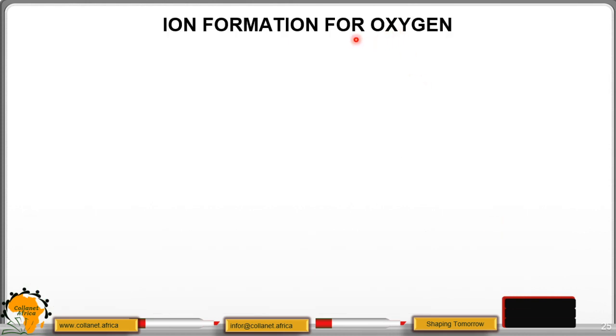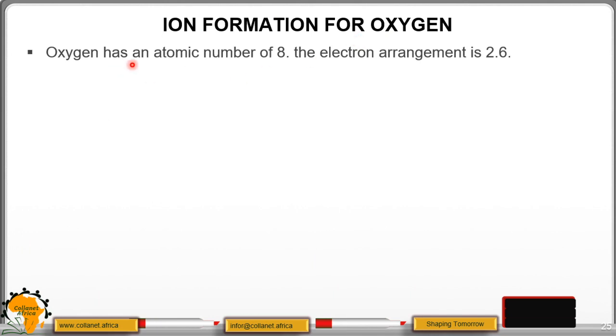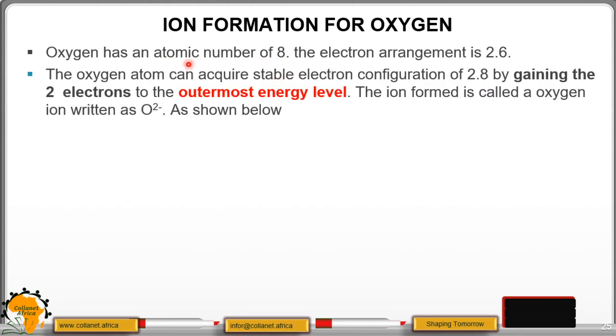Ion formation for oxygen. Oxygen is a non-metal. It has an atomic number of 8. The electron arrangement is 2,6. So when you add 2 to 6, you get 8, meaning it has 8 protons, then it has 8 electrons. That is why atomic number is 8. The oxygen atom can acquire the stable electron configuration of 2,8 by gaining 2 electrons into the outermost energy level. The ion formed is called an oxygen ion, written as O2-, as shown below.